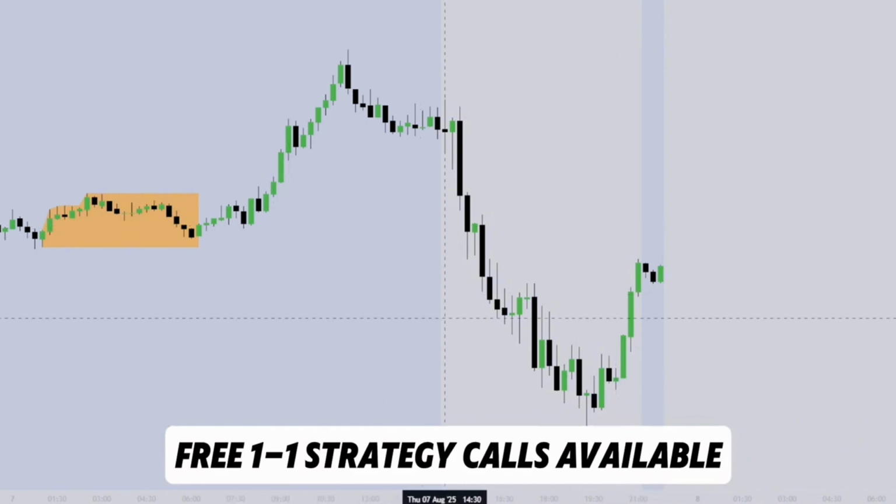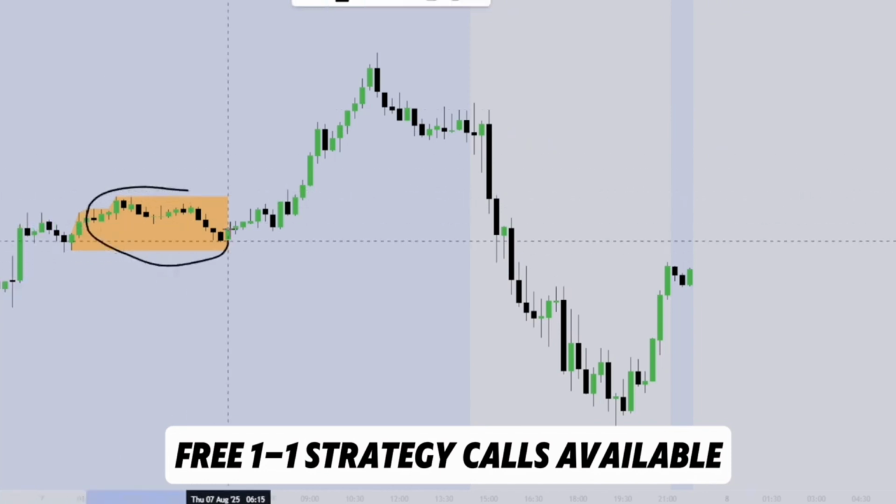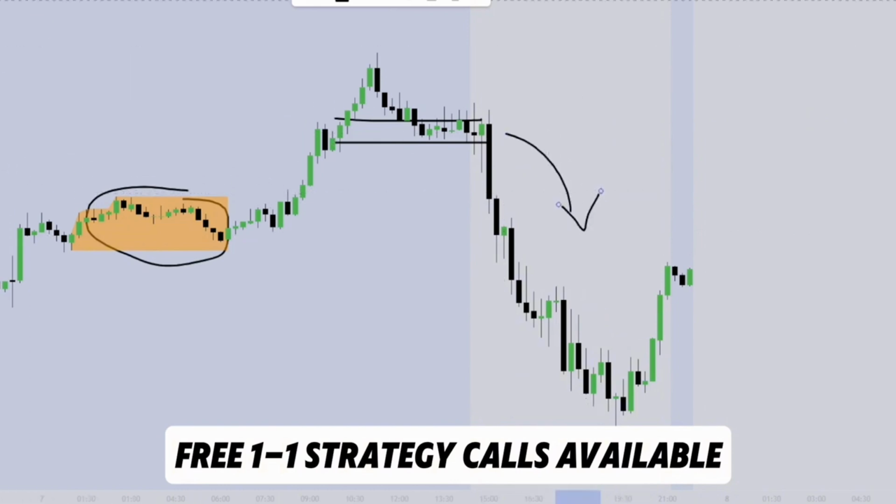So when I trade, I only use a few concepts, right? I use liquidity, so I use Asian range liquidity. I use fair value gaps for my entry. And then of course, I use order flow for confirmation. So let's just get into the video.